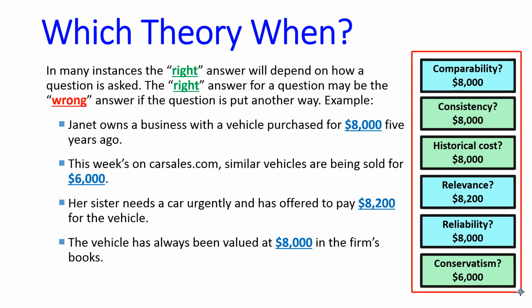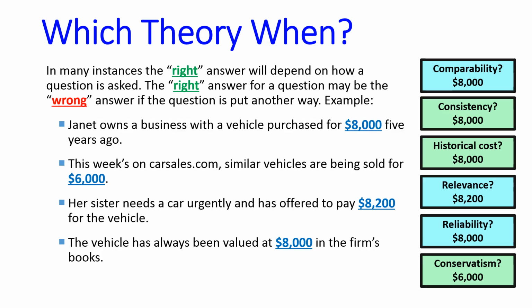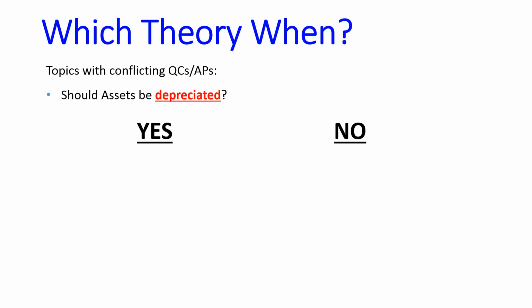So the main thing that this demonstrates is there's no right answer. These theories often contradict each other. Some support each other, but a lot sort of tell you to do one thing, and in contrast, another theory tells you to do something completely different. So looking at some of the topics where there might be a conflict between the qualitative characteristics and accounting principles, are topics like, should you depreciate assets?